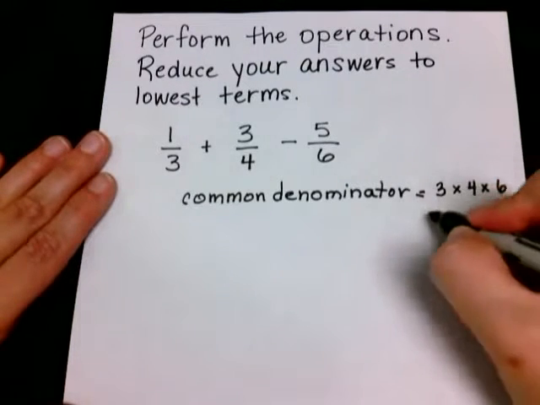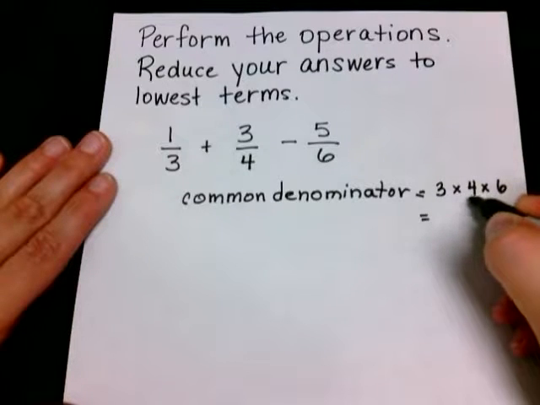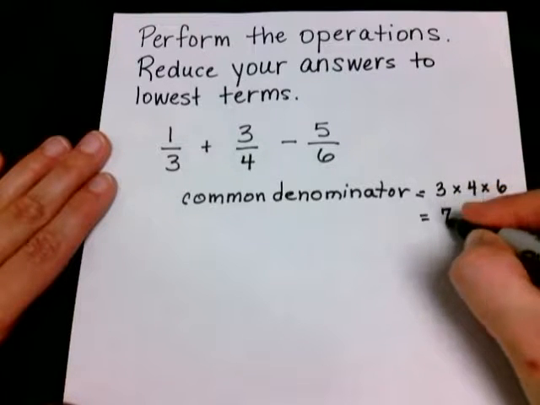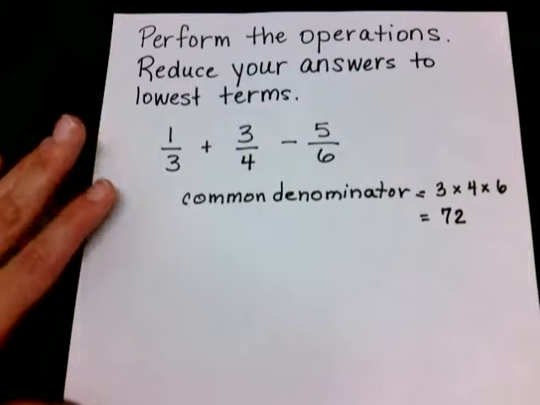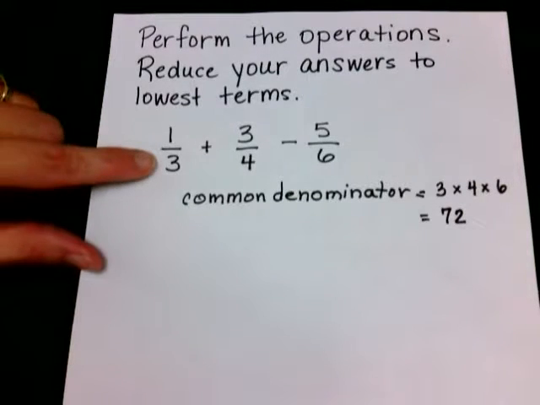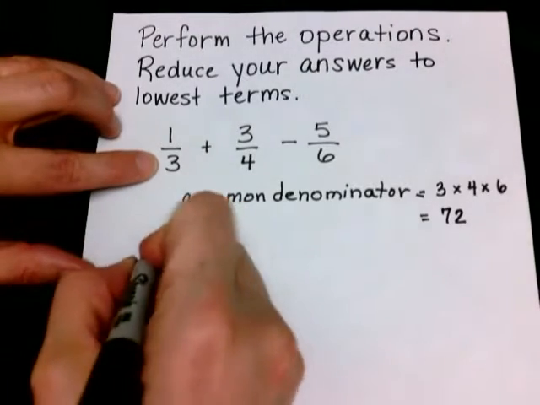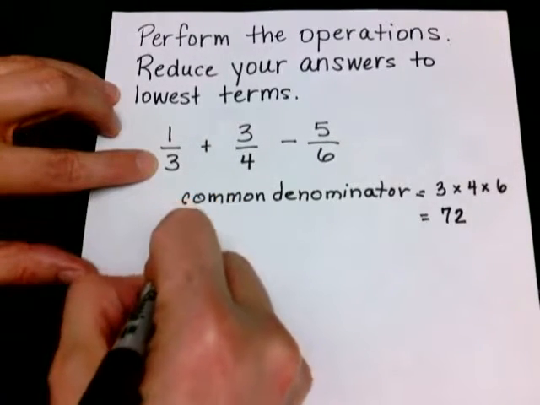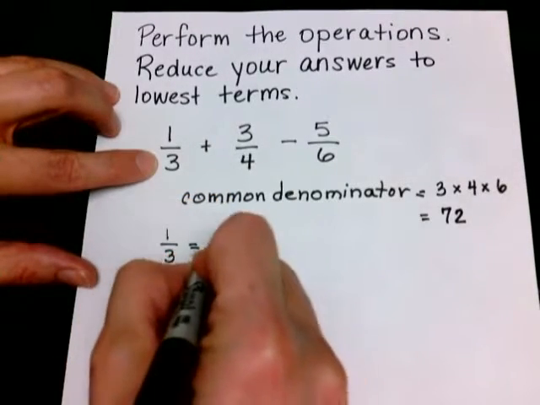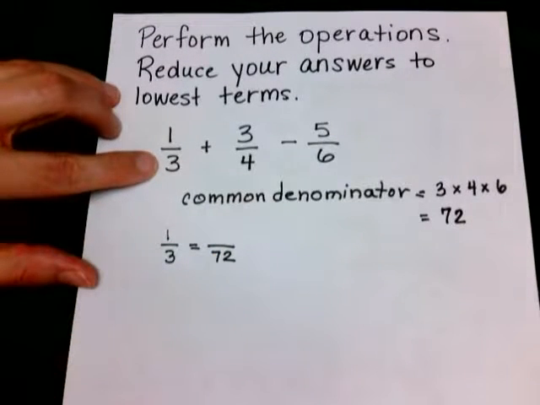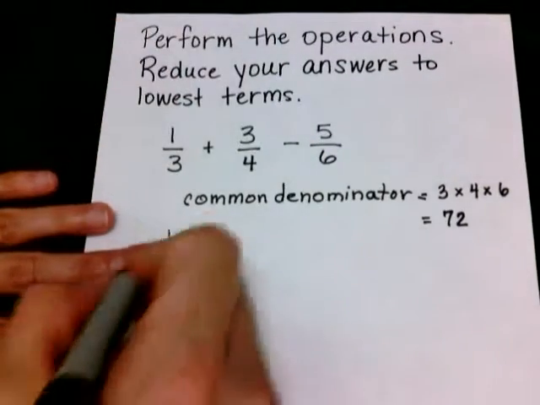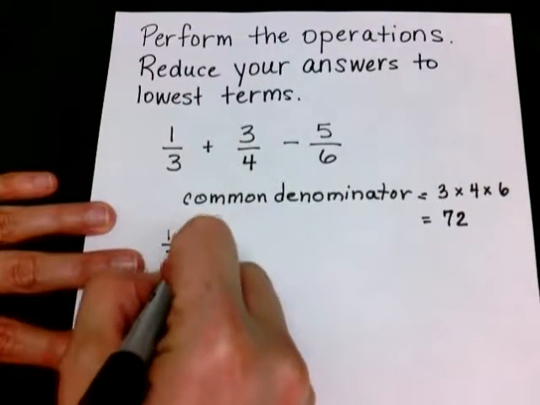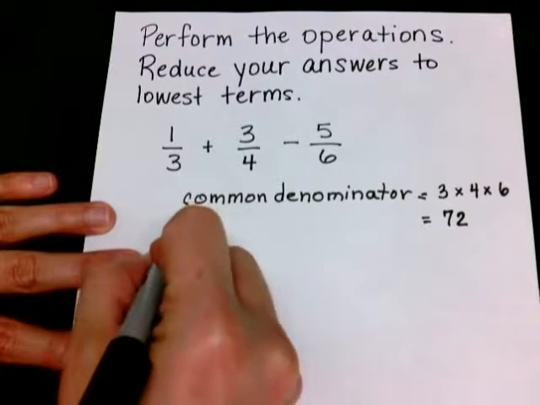So in our case, the common denominator would be 3 times 4, which is 12, times 6, which would be 72. Now we're going to convert each one of these fractions to have a denominator of 72. So we're going to convert 1/3 to have a denominator of 72. And what we need to multiply by in order to get 72 down there are the other two denominators. So we're going to multiply by 4 and we're going to multiply by 6.